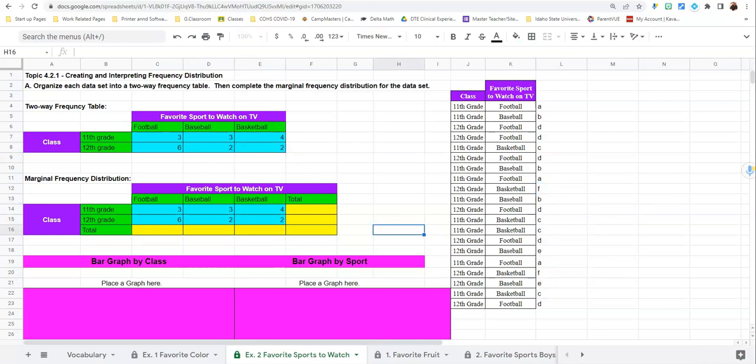So hopefully you got that there are three 11th graders that like football, three 11th graders that like baseball, and four 11th graders that like basketball. And for the 12th graders, six that like football, two that like baseball, and two that like basketball. And that's how we do a two-way frequency table. And in the next video, we'll talk about marginal frequency distribution.